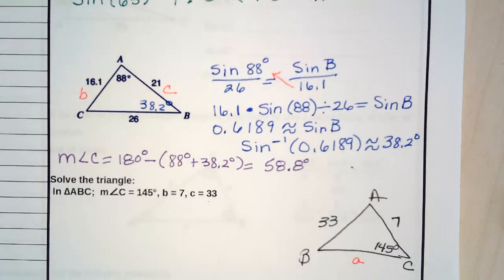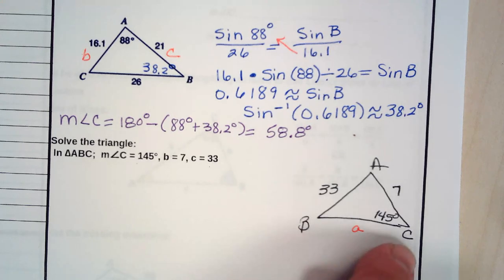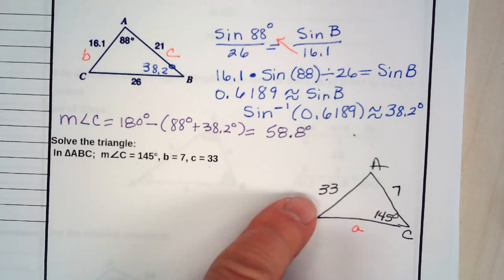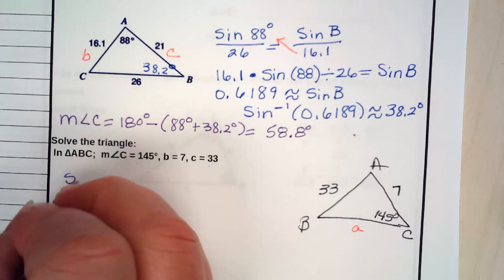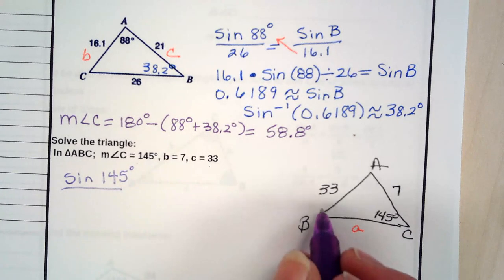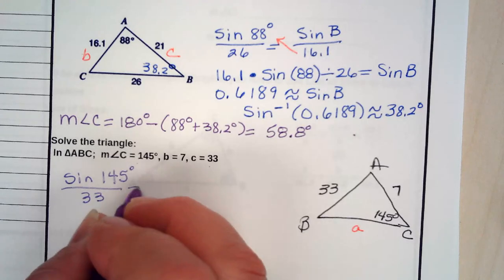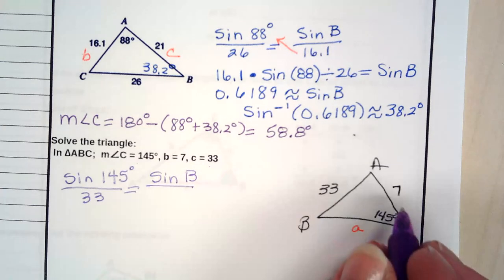What do we do first? Well, you're actually going to have to find angle B first, because you've got to have angle A to be able to find the two matching pieces there. So to find angle B, we have to do the pair that's angle C and its side. So the sine of 145 degrees over 33 is equal to the sine of B over 7.